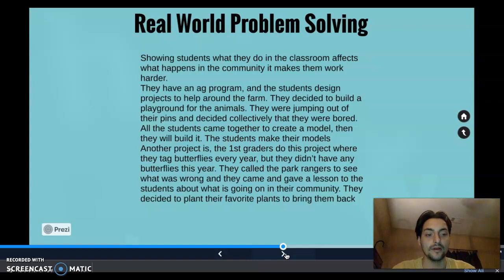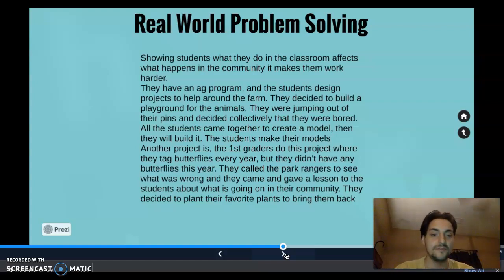Another way that they used this, so there was a first grade class, and each year they would tag butterflies and they would watch them hatch. Well, one year they didn't see any butterflies, and so the school called the nearby wildlife park and asked them what's going on, and they explained to them what happened. And so they brought the park rangers to the classroom, and they had a whole lesson about where the butterflies were, why they weren't coming, and what the students could do to help.